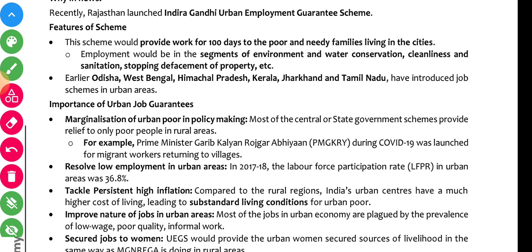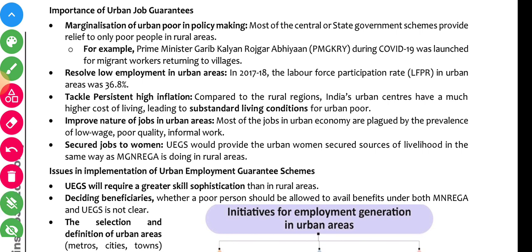Importance of urban job guarantee. Marginalization of urban poor in policy making. For example, Prime Minister Garib Kalyan Rozgar Abhiyan during COVID-19 was launched for migrant workers to return to their villages. Resolve low employment in urban areas. In 2017-18, the labor force participation rate in urban areas was 36.8%. Tackle persistent higher inflation. Improve nature of jobs in urban areas. Secured jobs to women, like in MGNREGA in rural areas.